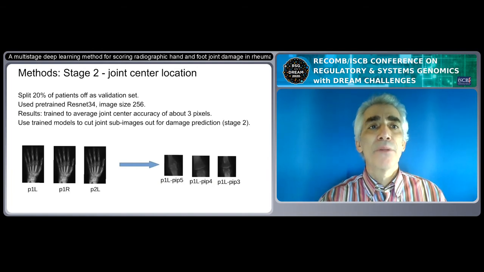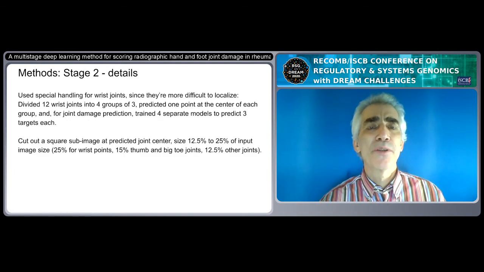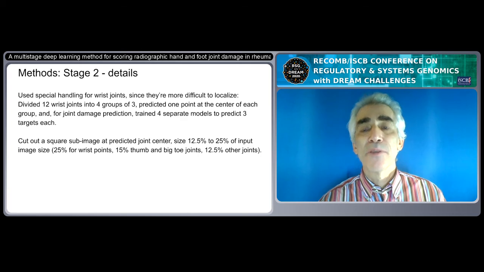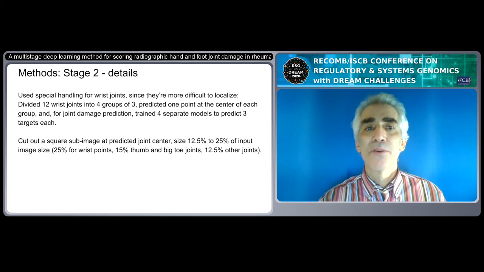A couple more details on the joints. For the wrist joints, which are harder to localize, we divided the 12 wrist joints into 4 groups of 3, and we only predicted 1 point for each group. And then to actually cut out the joint images, we just cut out a square at the predicted center, which was of a certain percentage size of the original input image.